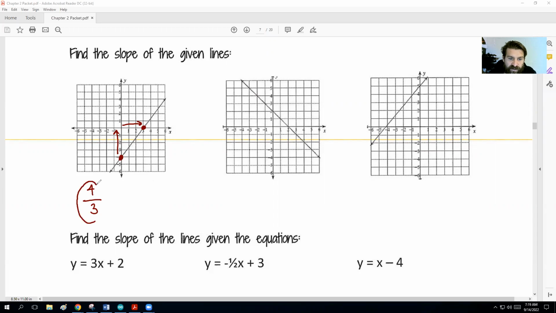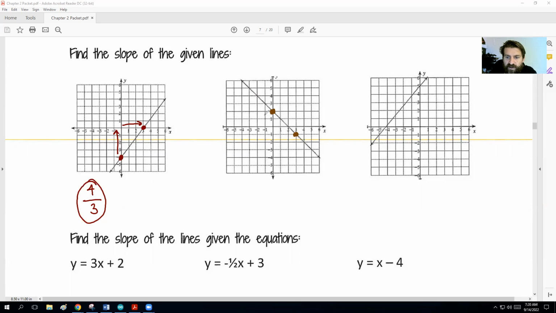4 over 3. All right, so we will get a fraction. It's best to leave it as a fraction. So we would say this has a slope of 4 over 3, which is a positive number, and the graph is going up. Now on this next one here, we can go through and find 2 clearly defined points. I'm going to just pick 2 here, and you'll see it really doesn't matter which 2 you pick because of the last step you have to do.